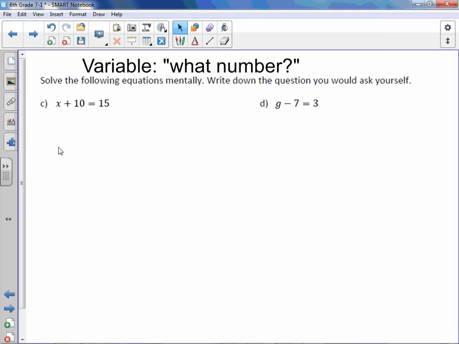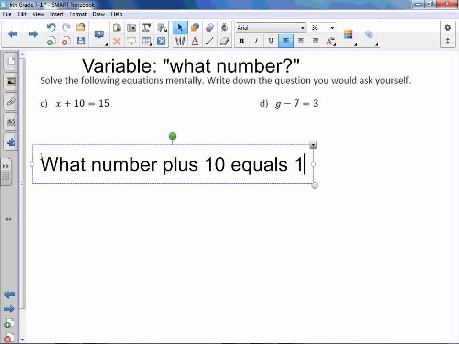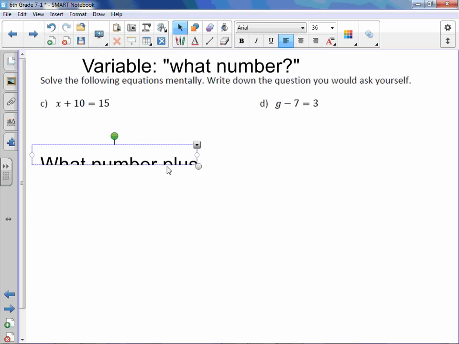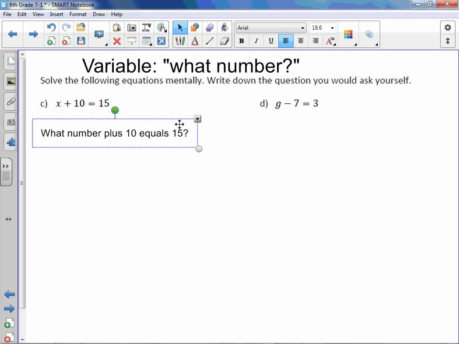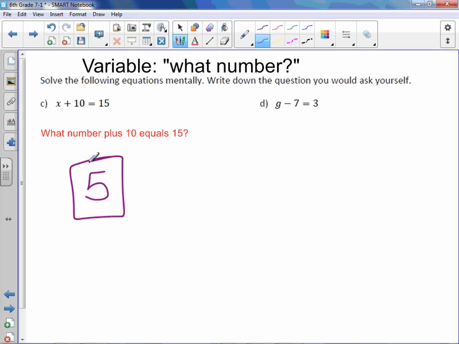Okay, so the question for letter C is, what number plus 10 equals 15? That's the question. And you could word that several different ways. You could word it, what number increased by 10 is the same as 15? Okay? So what number plus 10 equals 15? Something plus 10 equals 15. Well, let's start at 10. 11, 12, 13, 14, 15. 5. 5 plus 10 equals 15.